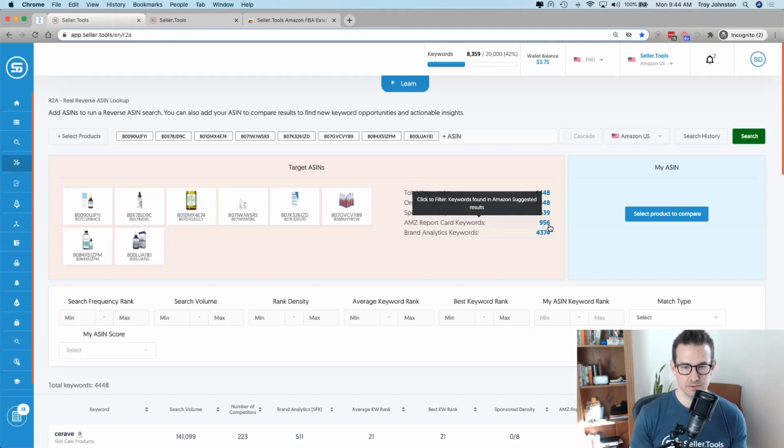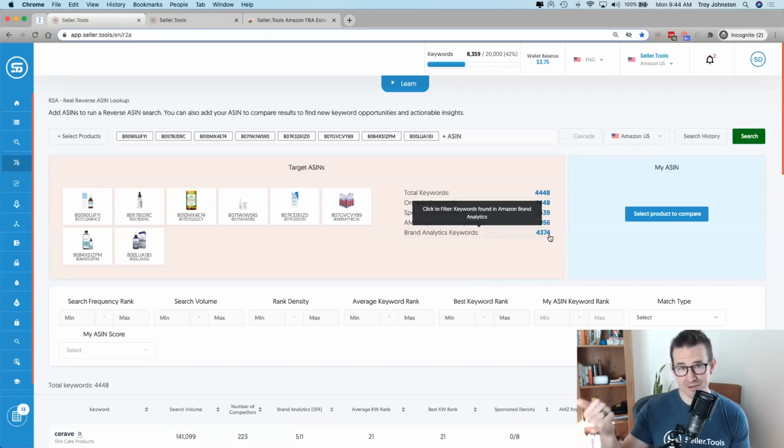So what that entails, AMZ report card is really synonymous with Amazon suggested. So that's that PPC data. That's Amazon sort of describing an ASIN in keyword form. And then finally, brand analytics keywords. This is often a big missing piece, whether you don't have brand analytics, or your tools don't utilize brand analytics, you're sort of missing that major piece of the puzzle. You're almost missing the puzzle altogether without taking into account that really high authority data that is brand analytics.